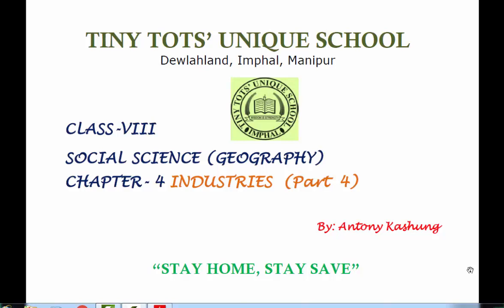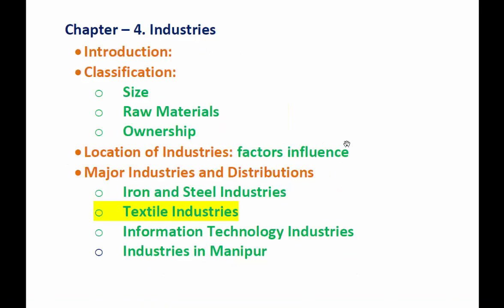Okay. Today, let us study the continuation of chapter 4 from your social science geography. Well, in the previous class, we have discussed some of the important points on industries, including classification on the basis of size, raw materials, ownership, etc. Is it not? We also have discussed the factors that influence the location of industries. And in the previous class we have discussed iron and steel industries.